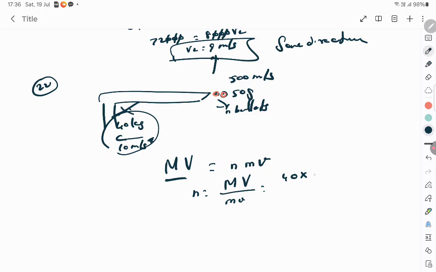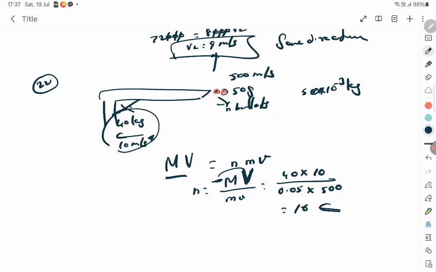40 into the velocity with which it is going to hit him back, which is 10, equals n into the mass of the bullet, which is 50 grams, that is 0.05. 50 grams is 50 into 10 to the power minus 3 kg. So 0.05 into the velocity, which is 500. Therefore, the number of bullets is 16. You might think, shouldn't I put the velocity as negative, because the gun is going to spring back at him? Yes, but the number of bullets cannot be negative, so you can take the magnitudes. It is 16.